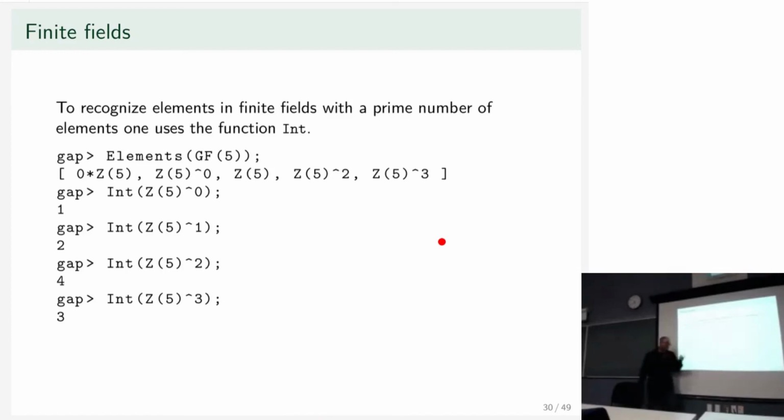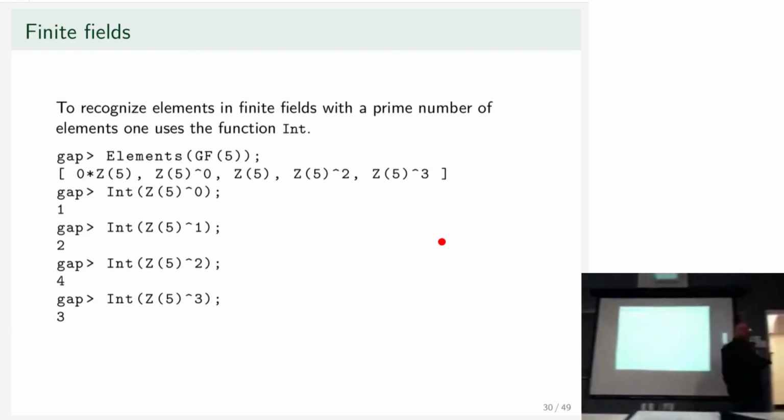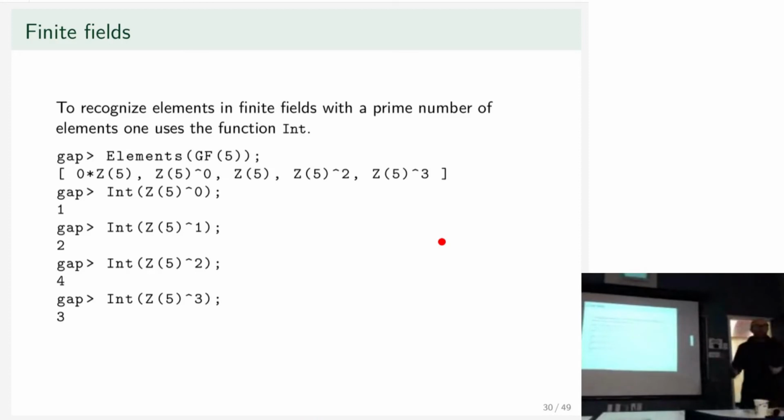Okay? It doesn't make sense to try to do this for GF4, right? Because this is different. You have a different representation, but for this case, it is okay. Int is a function to convert something into an integer. And God knows what you're trying to do if you apply this to this. And it does what you are waiting for, okay?